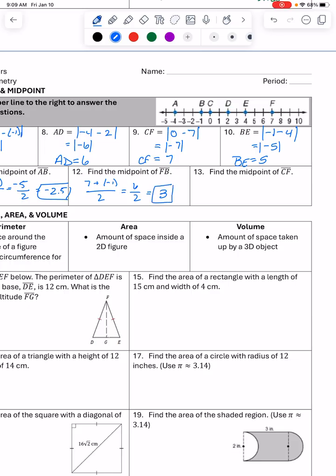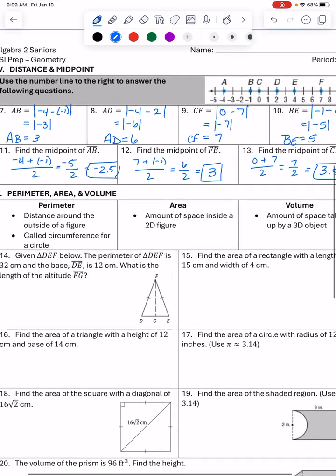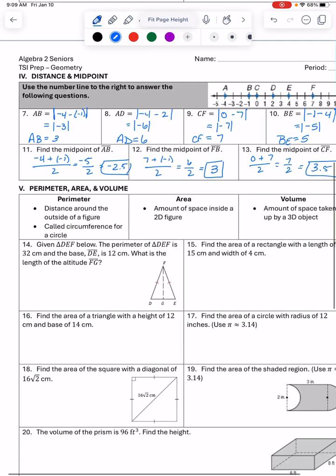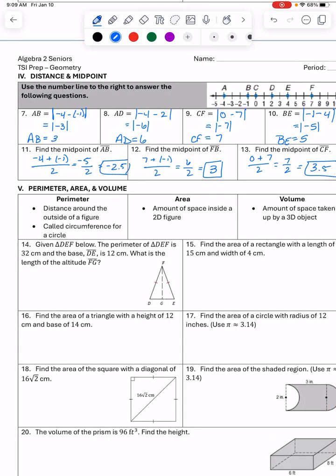Okay, and CF, C is at 0, F is at 7. So that'd be 7 over 2, which is 3.5. Right? And then just some review with perimeter, area, volume, that type of stuff.